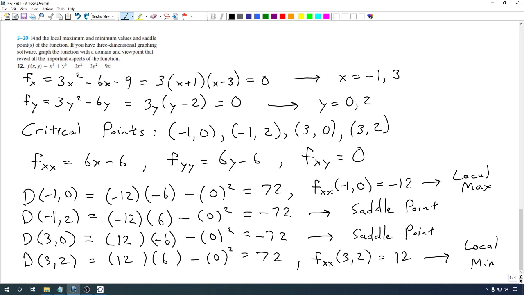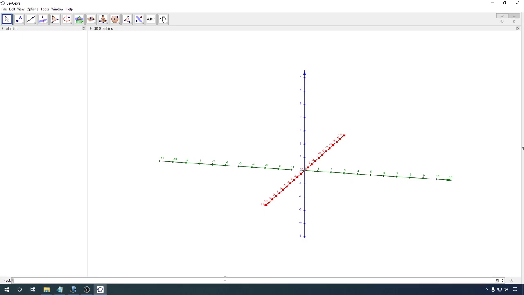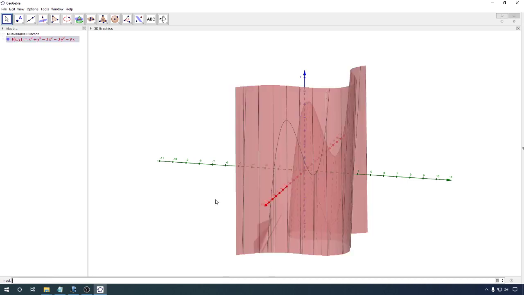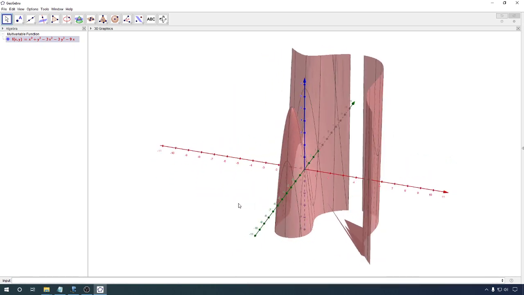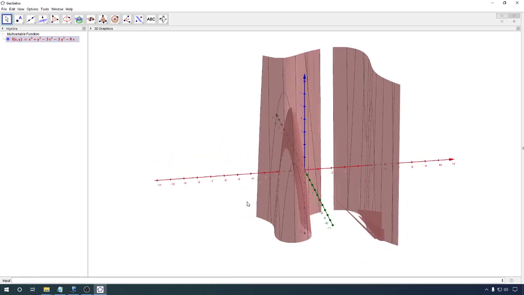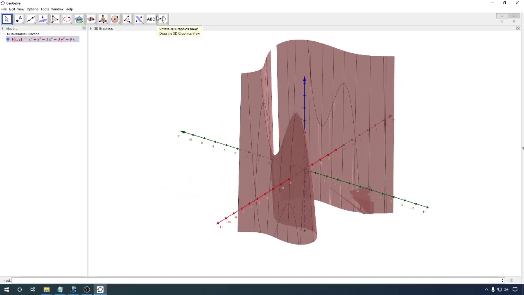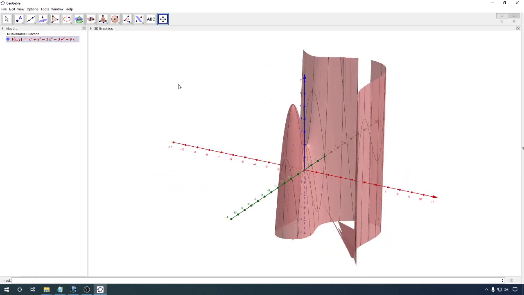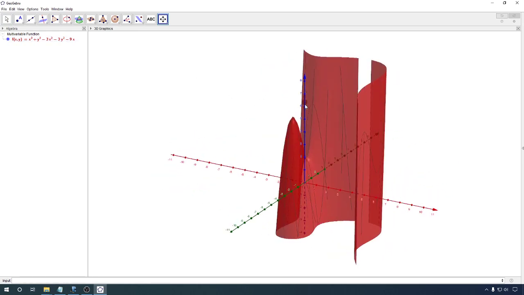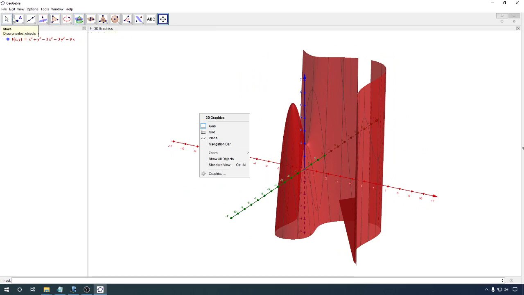If we go ahead and plot those, our function f of x, y was equal to x cubed plus y cubed minus 3x squared minus 3y squared minus 9x. We get this surface here. It doesn't really show everything because we kind of need to scale things out a little bit. Let's see if it will allow me to actually rescale the z-axis so we can actually see things. No, we'll just... Great.